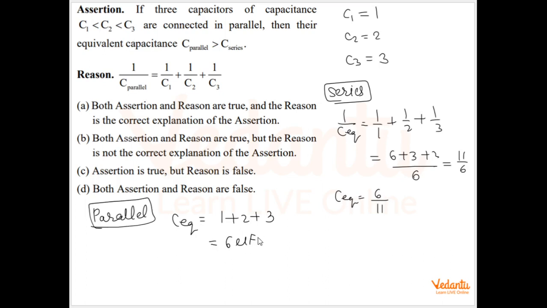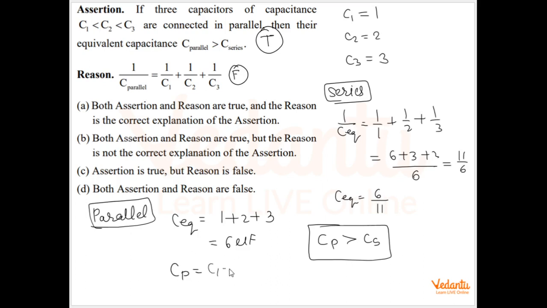So what you need to realize from this, my dear bachalog, is that C parallel is definitely bigger than C series, and this will always be true no matter which example you take. So assertion is true, bacho. The reason, however, is false. Remember that C parallel is actually equal to C1 plus C2 plus C3. So here option C will be the correct answer. Assertion is true, but reason is false.